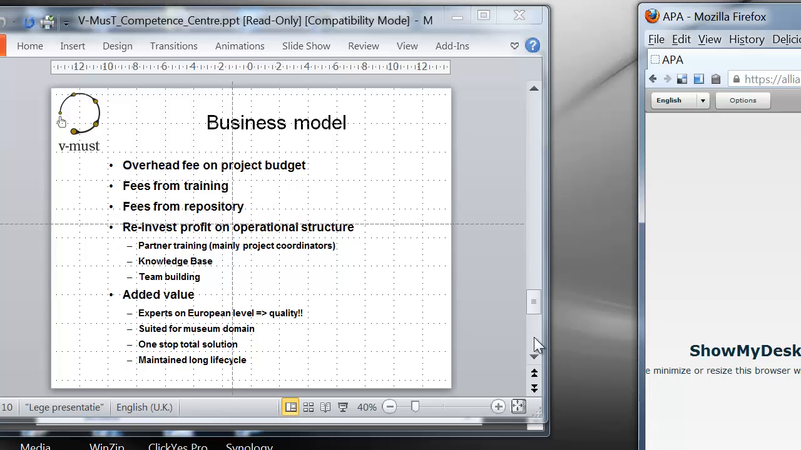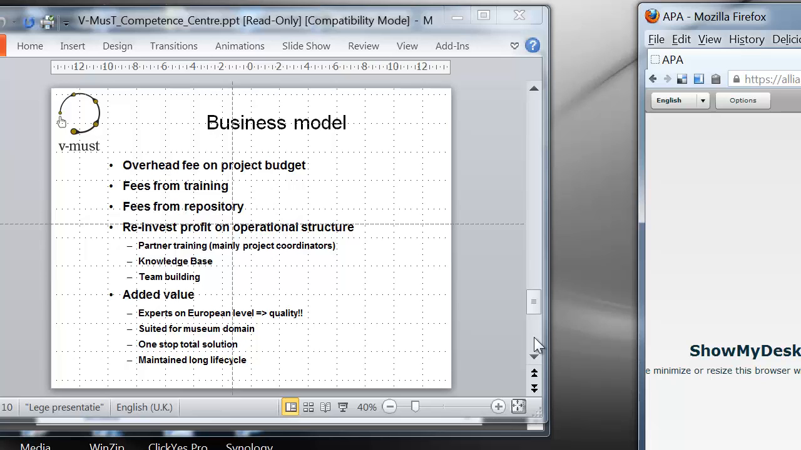If we're not able to deliver something with quality, we won't do it. Second thing is we really focused on the museum and the cultural heritage domain. So we really want to have good solutions that last long and that in this way have a good fitness for use.